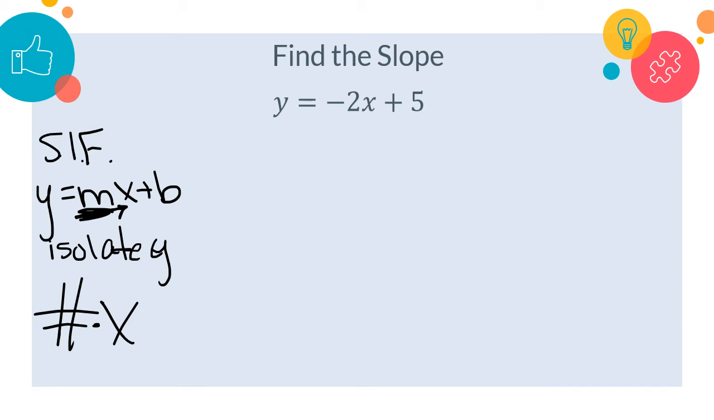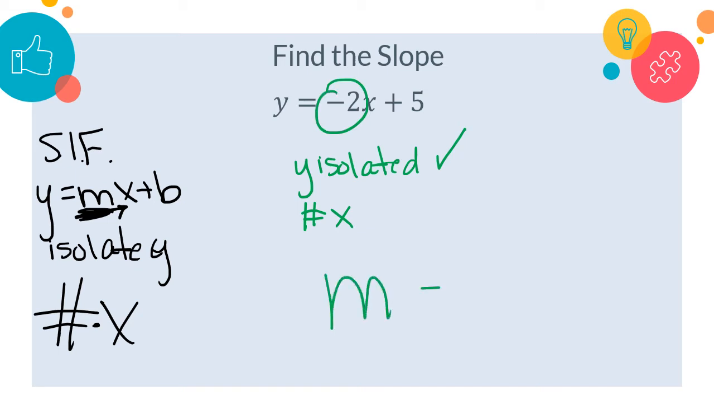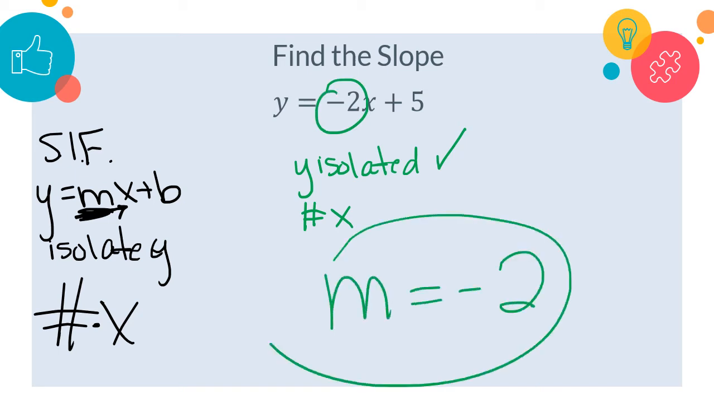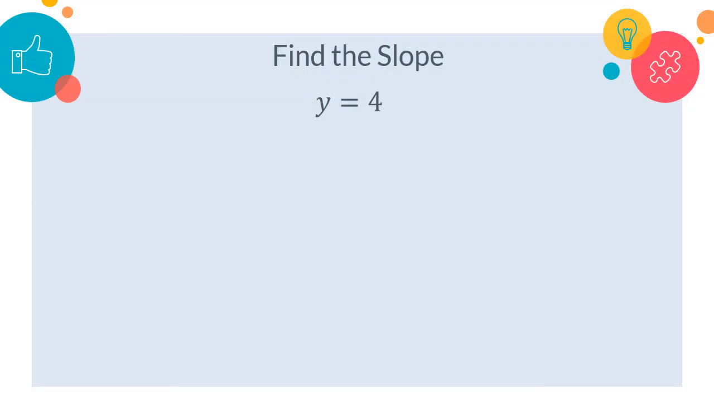So in this case, is y isolated? Yes. So check, that is good. Meaning, what number is in front of x? -2. So m equals -2. Let's take a look here. Is y isolated? Yes, it is, but there's no x value.